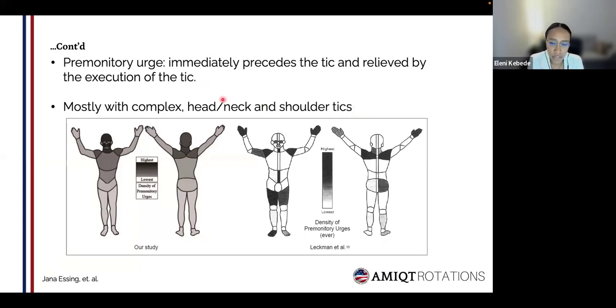This is a study that tried to describe where these urges are commonly seen. This is an older study, and they did a more recent one here. So what they found was that it's very dense and more commonly felt around the head and the face. It's more seen on the front of the body rather than the back. And the right and left distribution is not different in most patients.